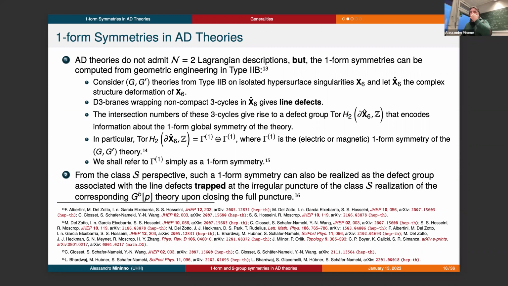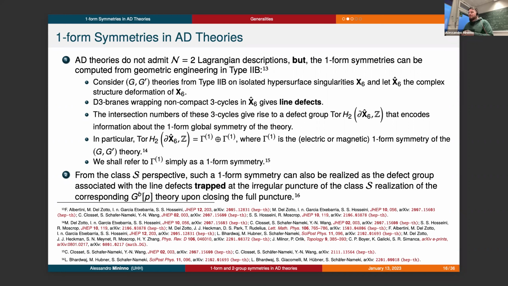For instance, here we can consider a GG' theory on a setup given by type IIB on this hypersurface singularity X6. And then you consider the manifold obtained by deforming this X6. The 3-cycles of this deformed X6 can be wrapped by D3 branes, and that gives you line defects. And from the intersection of these 3-cycles, you define a defect group that encodes the information of the one-form symmetry. And this is the main idea.